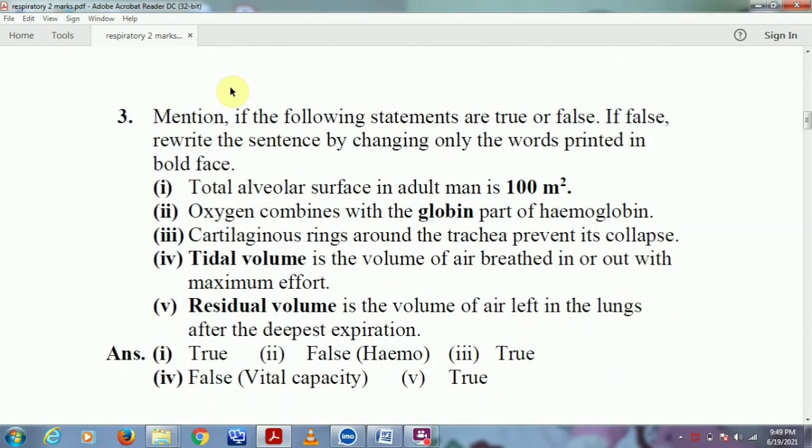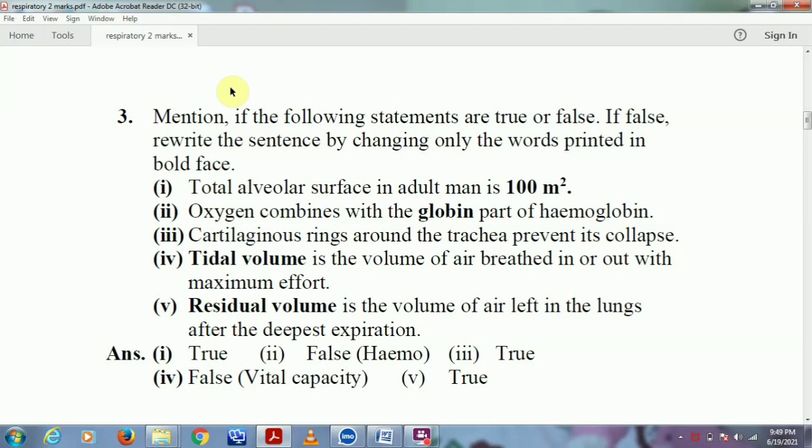Now the true or false type. The alveolar surface in the adult man is 100 meter square, like a tennis court. True. Oxygen combines with the globin part of hemoglobin, that is false. Oxygen combines with the heme part of hemoglobin, and carbon dioxide combines with the globin part of hemoglobin.